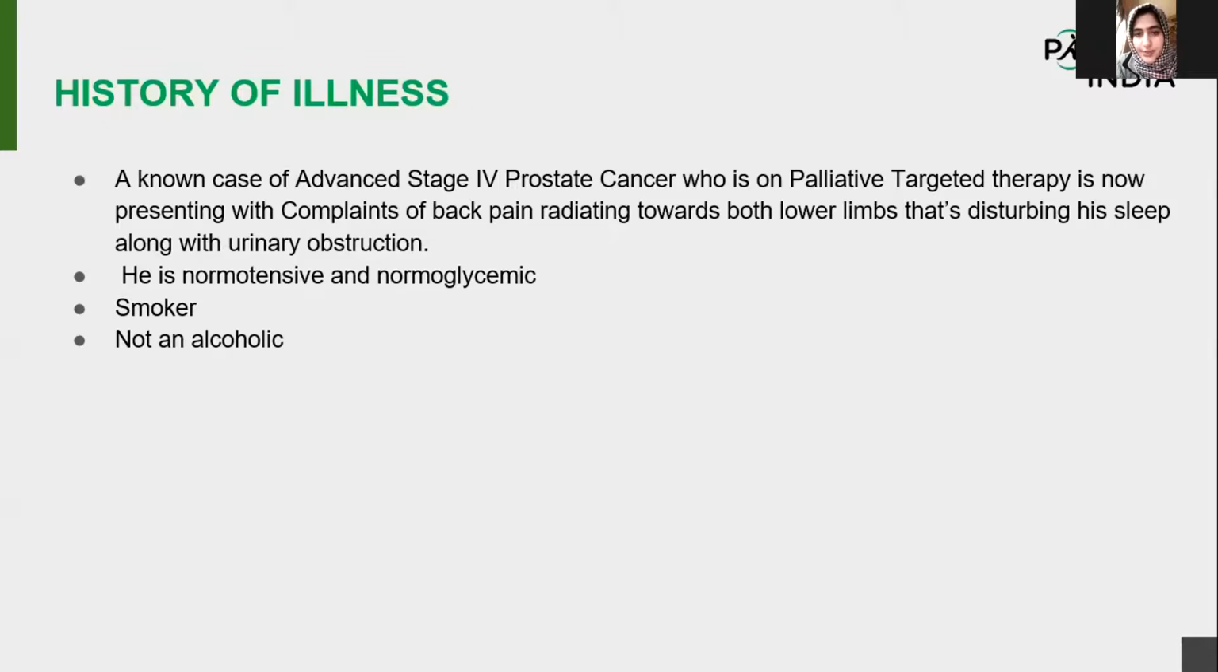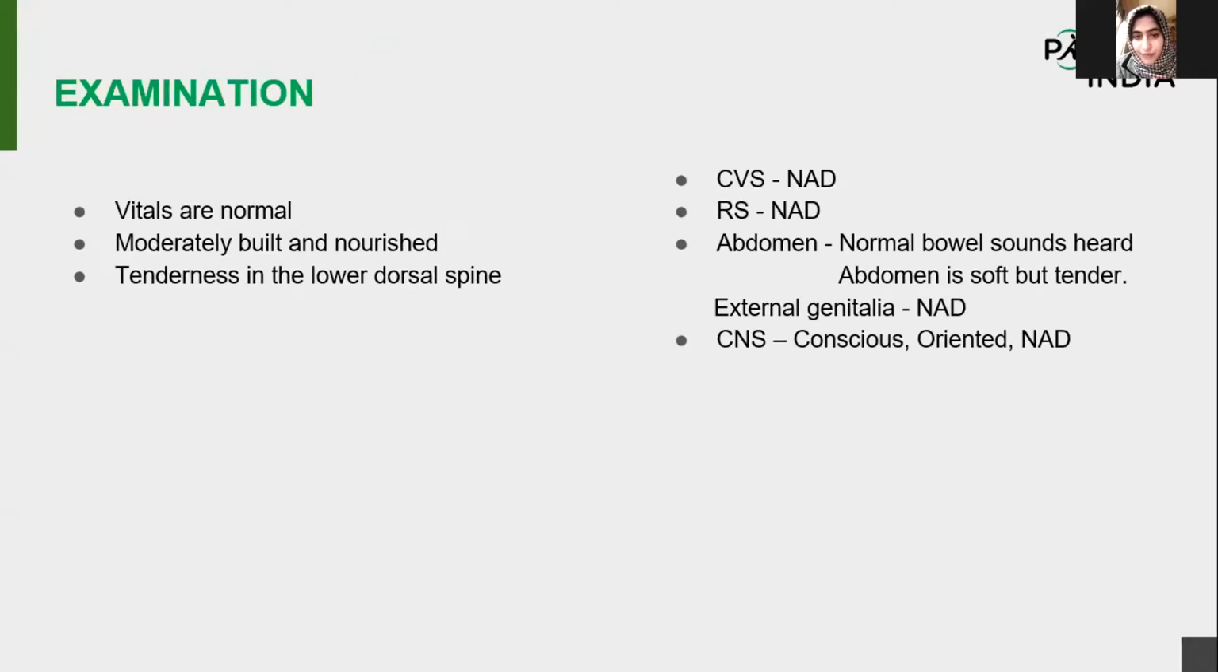History of illness. He was a known case of advanced stage prostate cancer, grade 4, who is on palliative targeted therapy and is now presenting with the complaints of back pain radiating towards both lower limbs. That's actually disturbing his sleep along with urinary obstruction. He was normotensive and normoglycemic. He was a smoker and non-alcoholic. On examination, his vitals were normal.